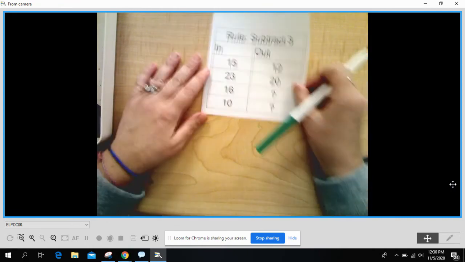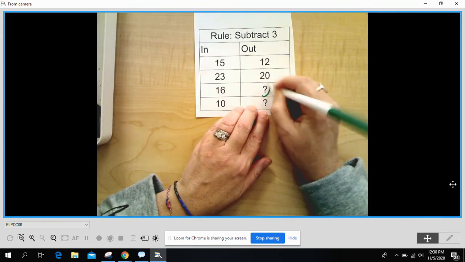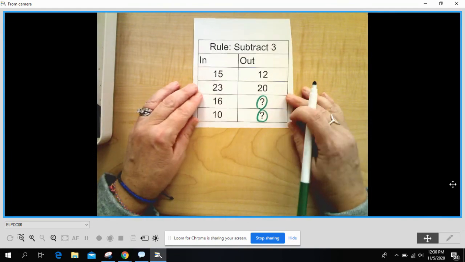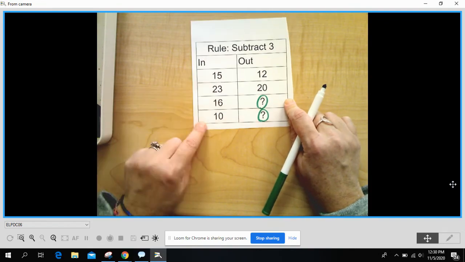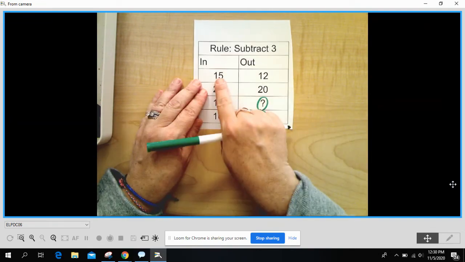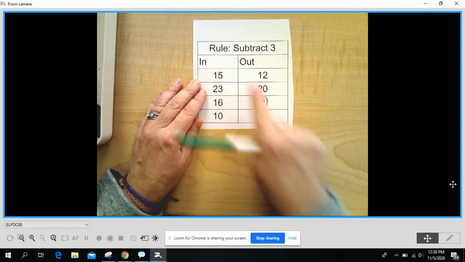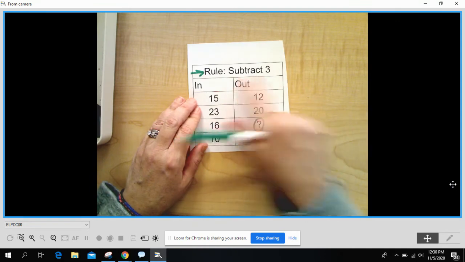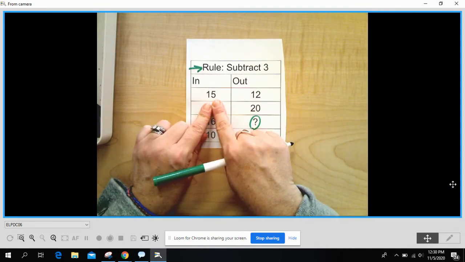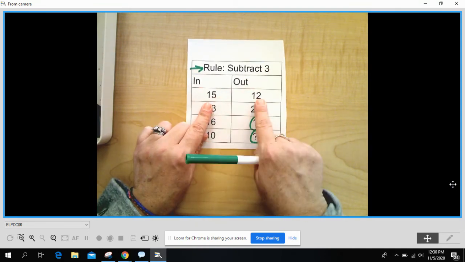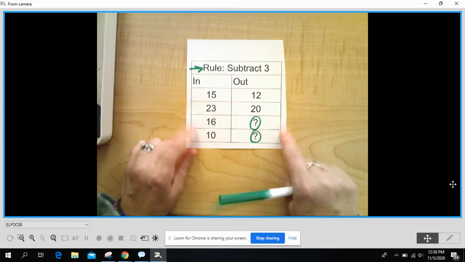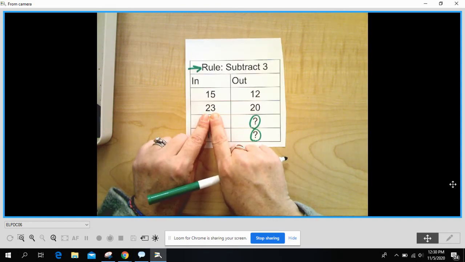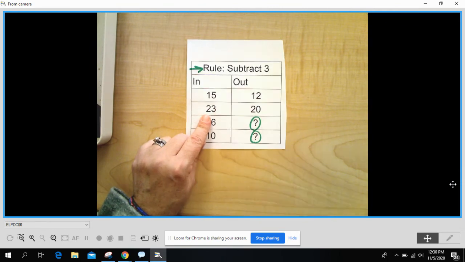Let's look at another one. Here we have the same thing. I see some question marks down here we have to figure out, but let's look at what we have. We have the in portion, the out portion, the connection between these two numbers, and my rule is telling me what? Subtract 3. So if 15 goes in, I subtract 3, 12 comes out. If 23 goes in and I subtract 3, 20 comes out.